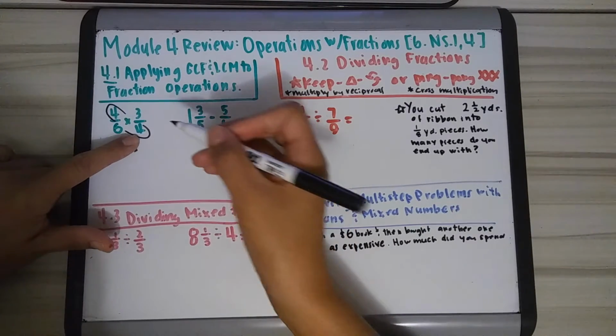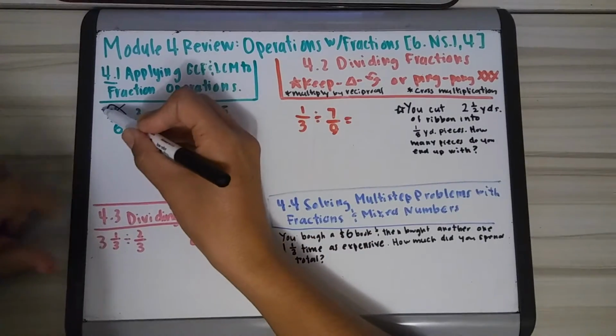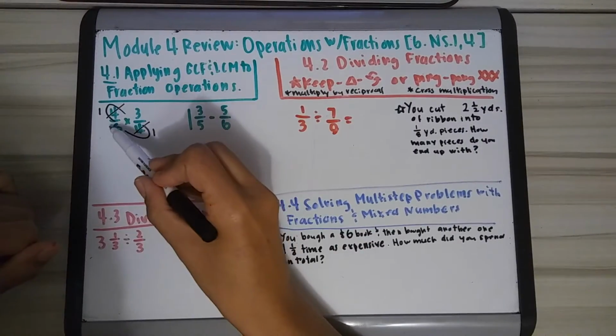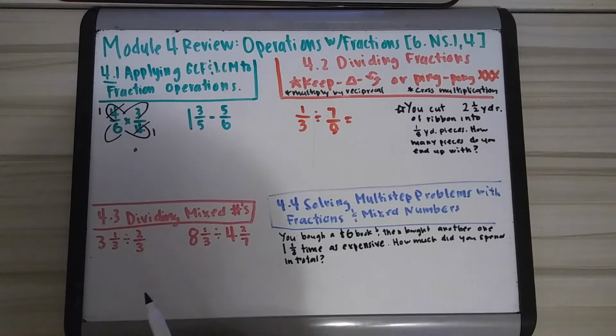So then I'm going to say 4 goes into 4 one time. So that's my new number. And then 4 goes into 4 one time as well. And I'm going to look at the other ones diagonally as well. Remember, you can only cross cancel with multiplication. So 6 and 3 have a common factor of 3. That is the greatest common factor.